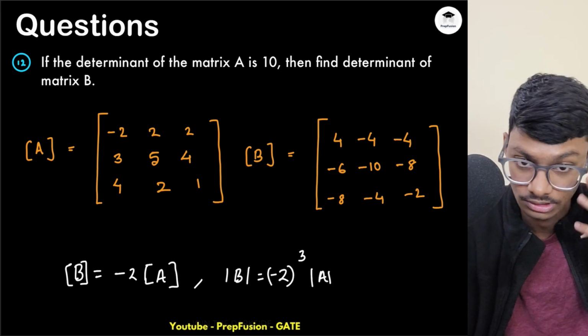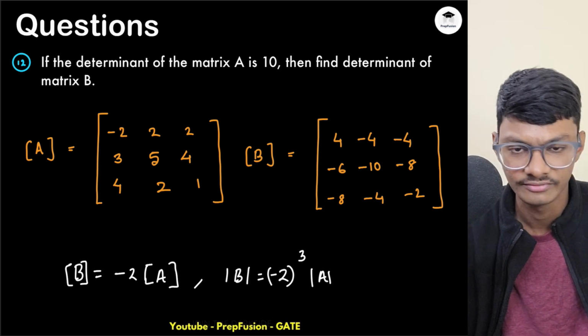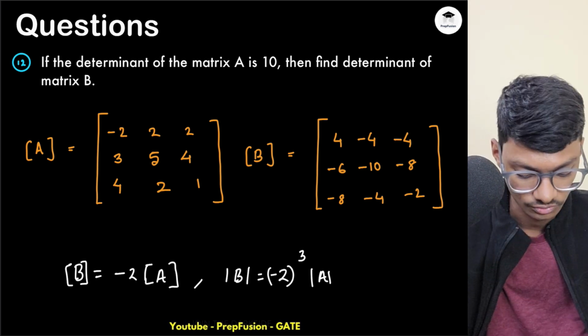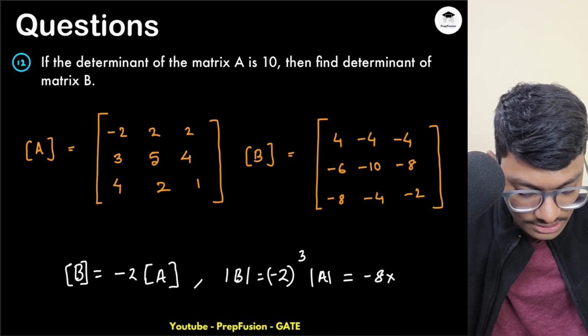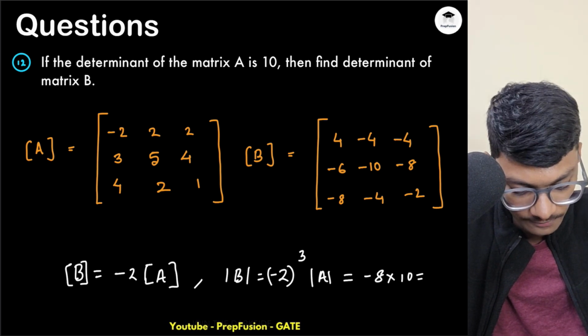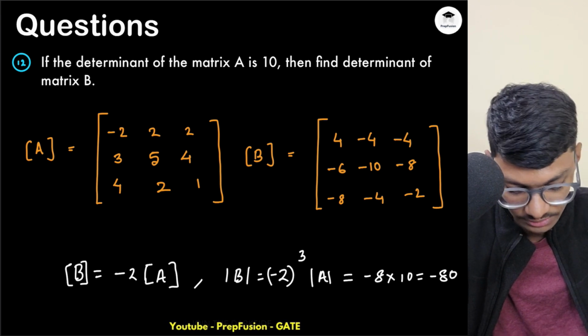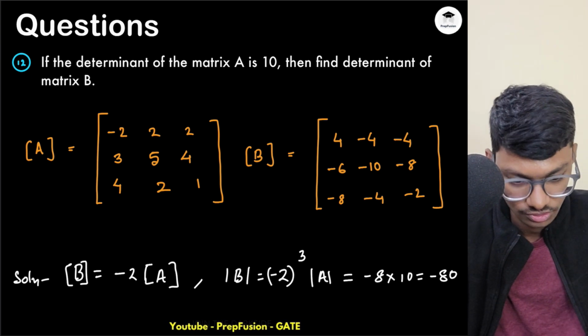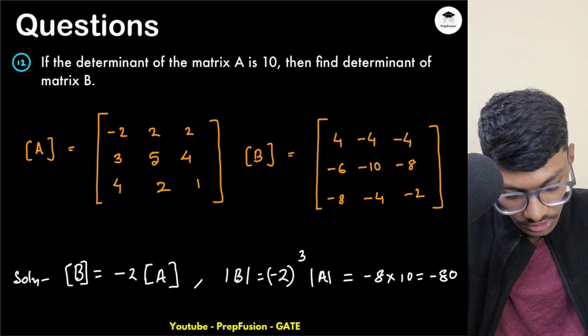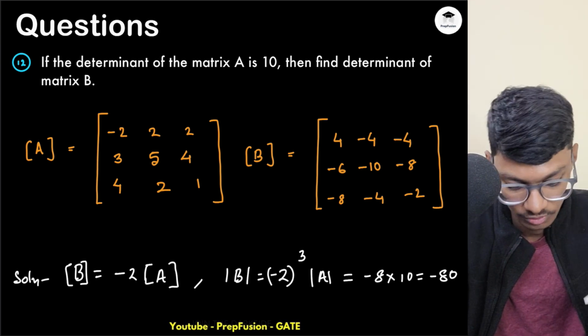If you don't know this formula, I've already derived it, or I will derive it again in this lecture once, so you will revisit this. So this will be simply minus 8 times the determinant of A, which is equal to 10. So my answer will be minus 80. This will be my answer to this question. Very simple. So don't forget the negative sign, very important.